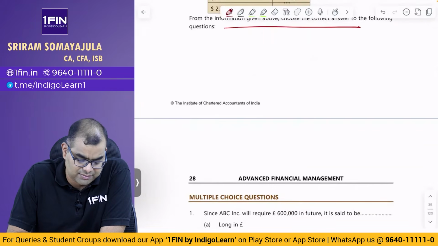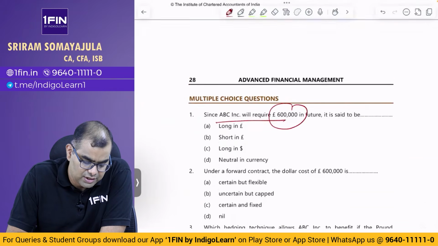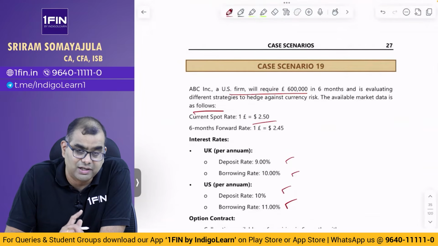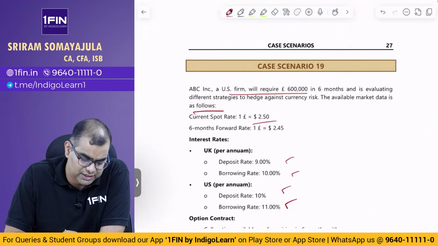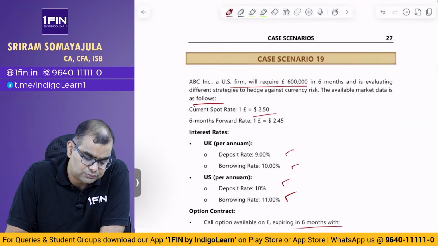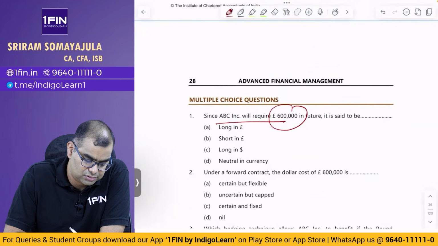I think we have solved a very similar kind of question. Anyway, since ABC will require 600,000 pounds in future, right? Earlier we solved, I think, an export receivable. Here, the US firm will require pounds, so there will be a short position in pounds. B. Answer is short in pound.